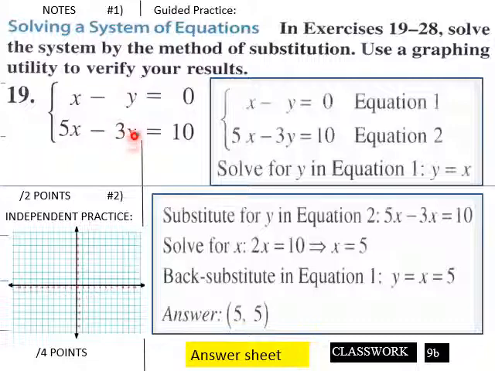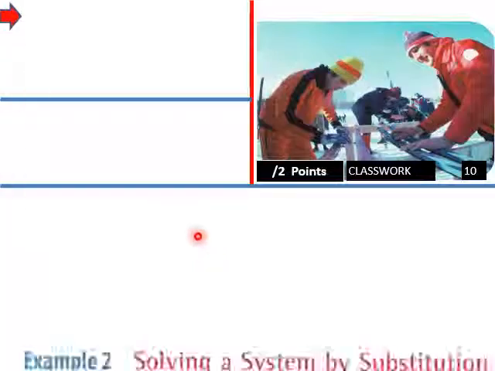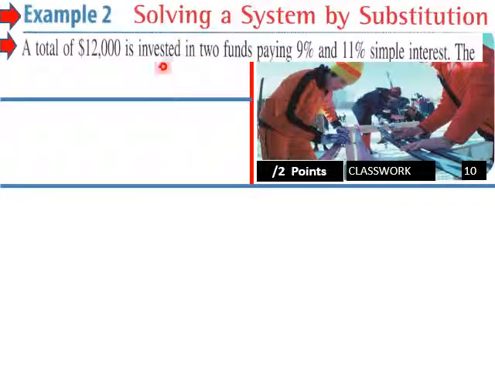Here is our y here in equation 2. So 5x minus 3x equals 10. Then solve for x. 2x equals 10, x equals 5. Back substitute into equation 1. And we get y equals x equals 5. So in that situation there, our algebraic method gives us 5, 5 as the answer. And then you could graph that and get that same solution.